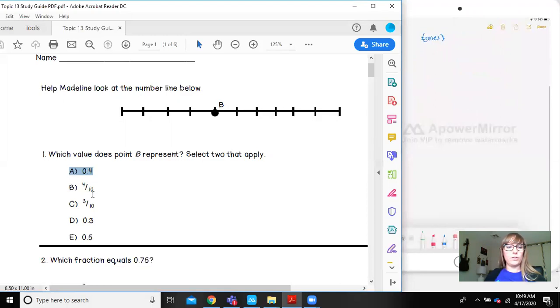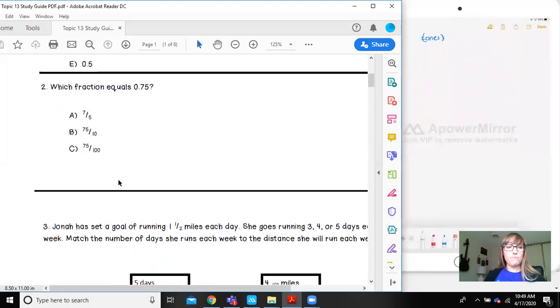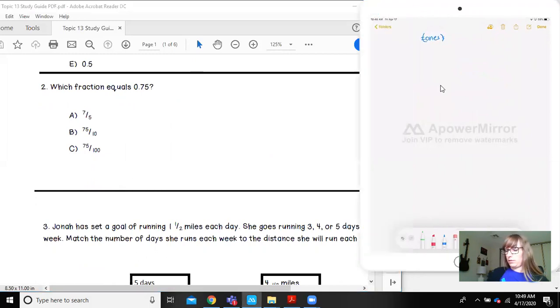Okay, so let's go on to number 2. Which fraction equals 0.75? Okay, so let's write this out. Number 2, 0.75.